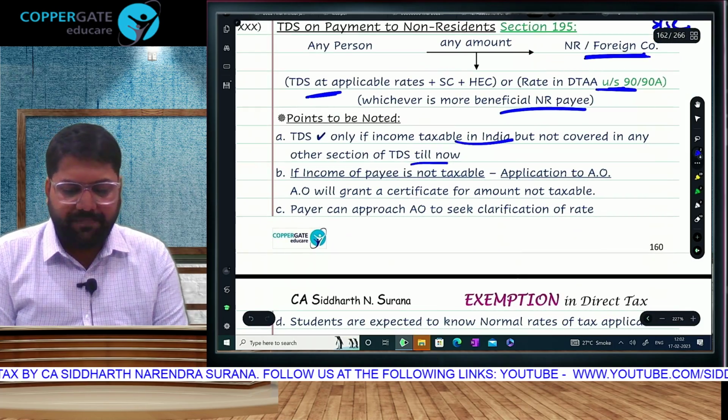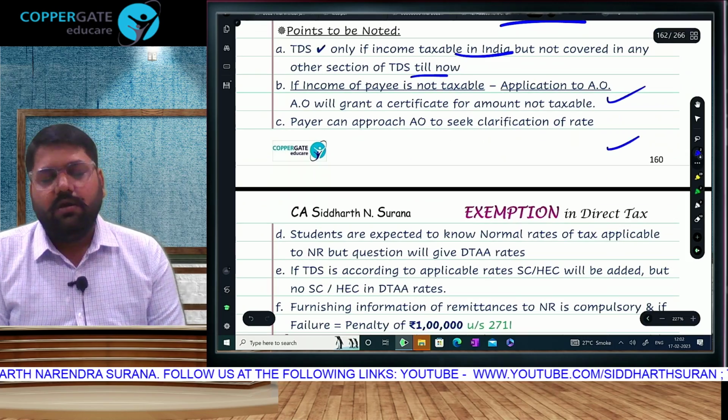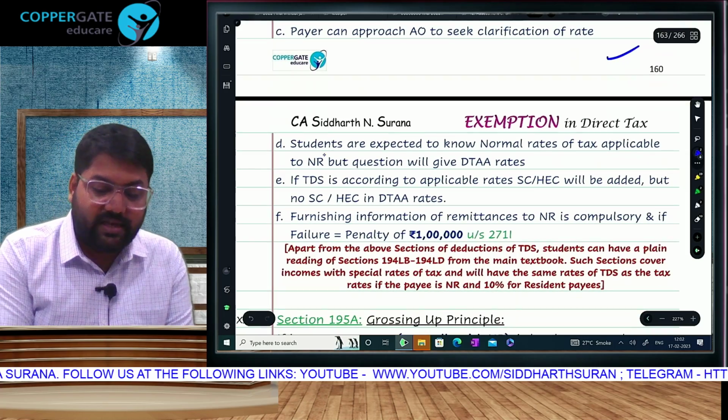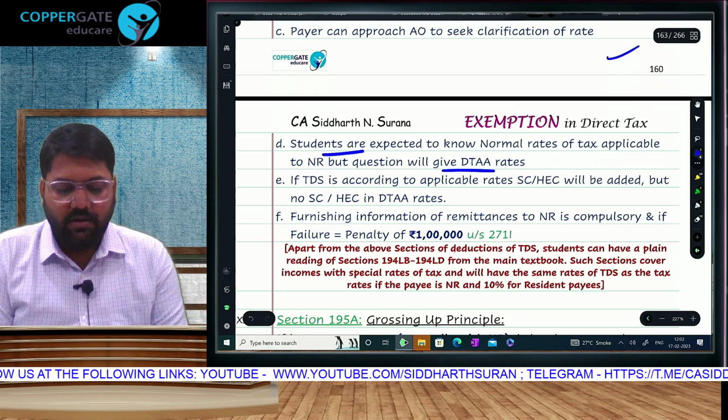And if the income of the payee is not taxable, then you have to get a certificate from the AO. The payer can also take clarification from their own AO. The normal rate of tax students are expected to know, but the DTAA rates will be given to you in the question.